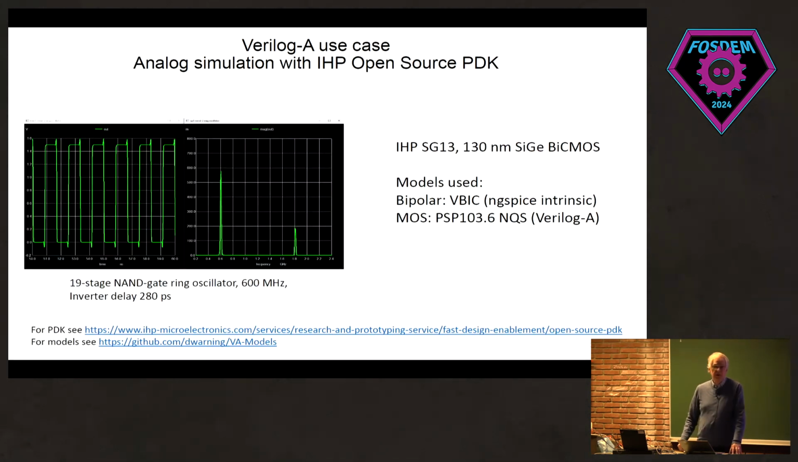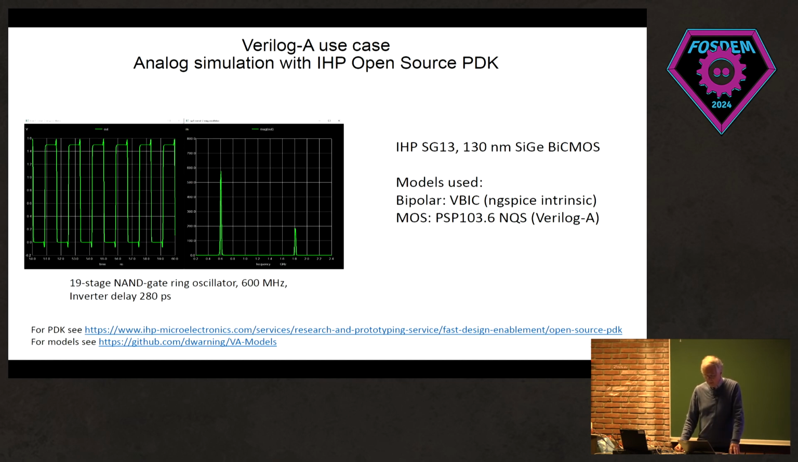We make use of this. For example, as had maybe already been mentioned, open source PDKs for IC design are upcoming, and one of these is the IHP open source PDK. This is a 130 nanometer CMOS process with integrated ultra-fast bipolar transistors. Ultra-fast means 500 gigahertz or so.